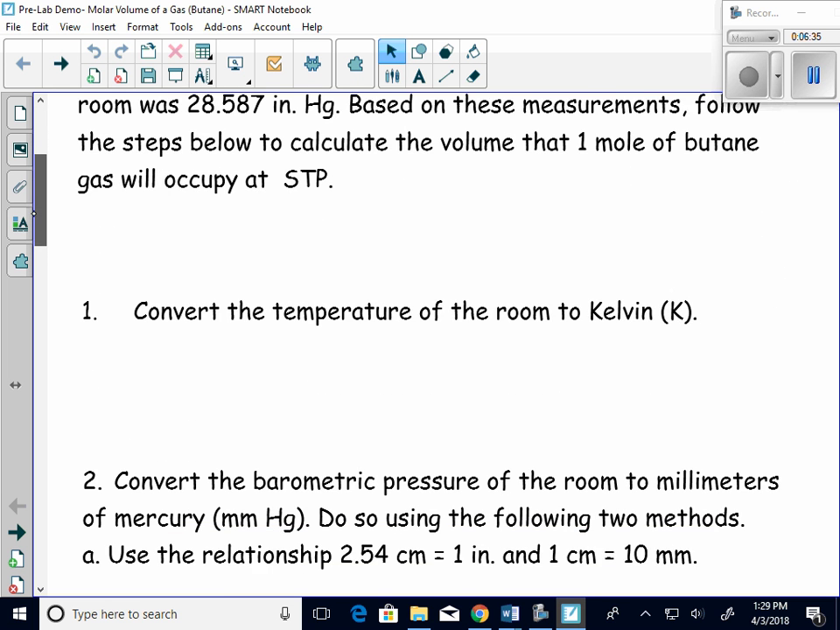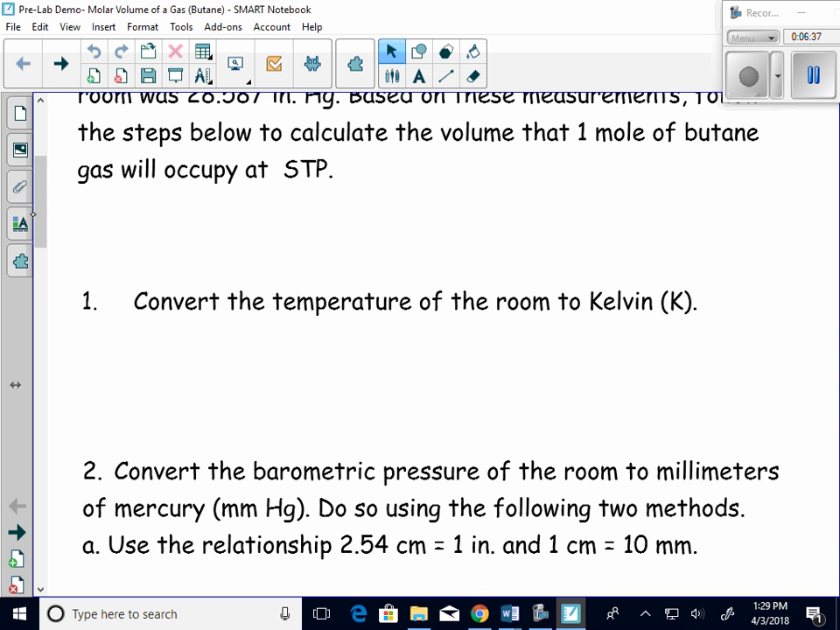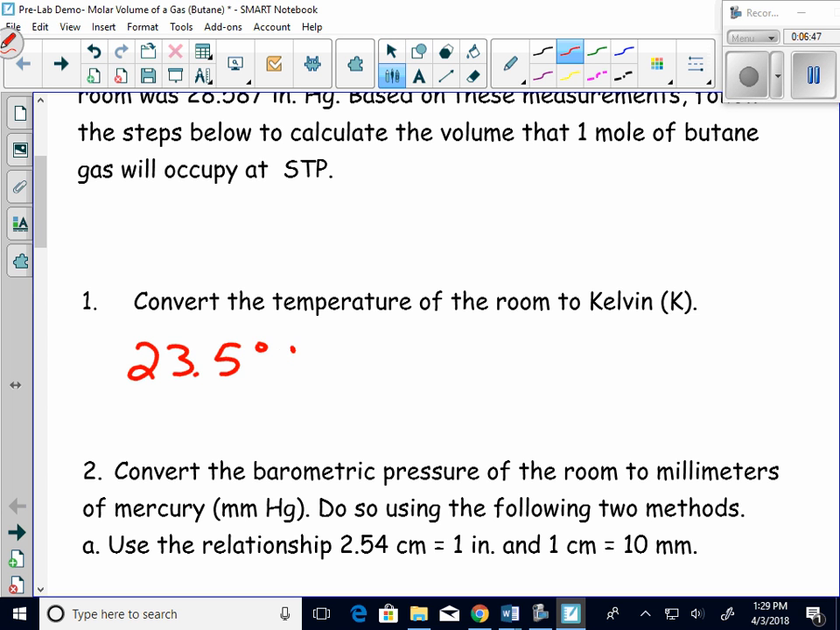So, as I start out, it says, convert the temperature of the room to Kelvin. Well, we had 23.5 degrees Celsius, right? How do we get that to Kelvin? We add 273.15, right? So my temperature in Kelvin is going to be 296.65.